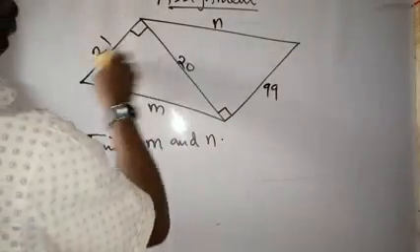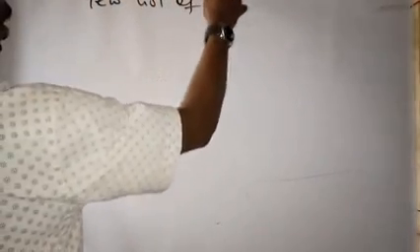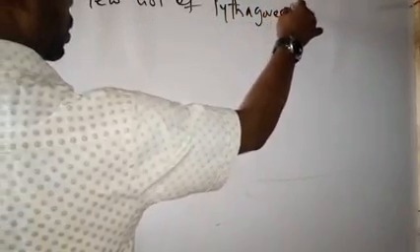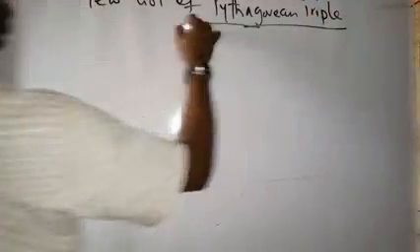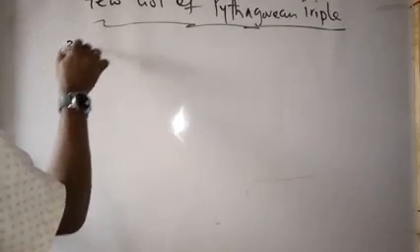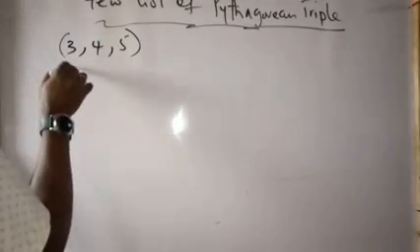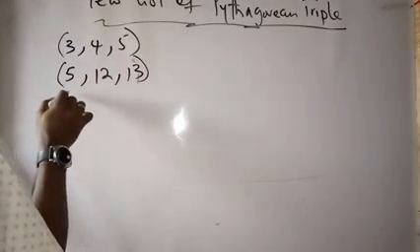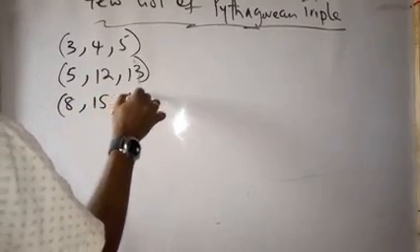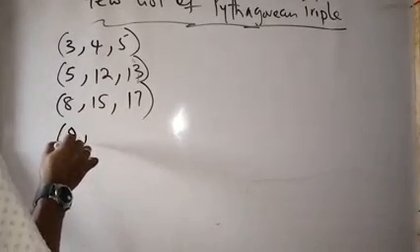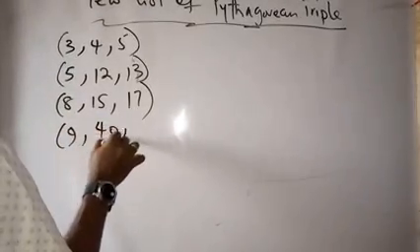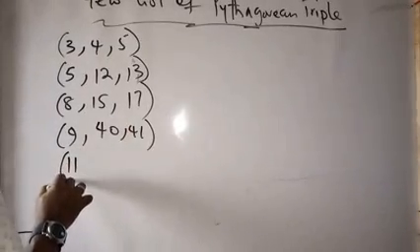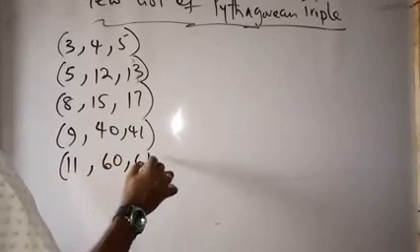So I want to give you a list of Pythagorean triples. Then I'll give the assignment from that one too. Let's take this one. I have 3, 4, and 5. You are used to it already. You can also have 5, 12, and 13. You have seen it today. You can also have 8, 15, and 17. You can have 9, 40, and 41. You can have 11, 60, and 61, and many of them.